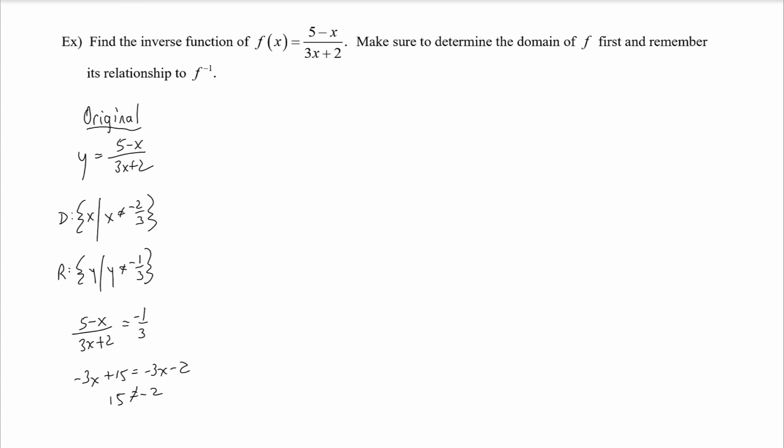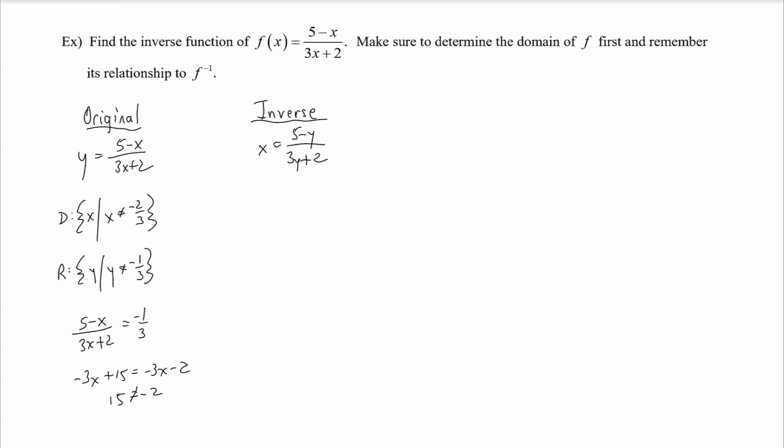Now, what about its inverse? How do I find its inverse? So the inverse is just simply x equals 5 minus y over 3y plus 2. That's the inverse. It's right there. The moment you put an x where there was a y and a y where there was an x, you've created the inverse. However, we like to have y by itself. We like to have y equals everything with x. So we're going to go ahead and solve this for y.